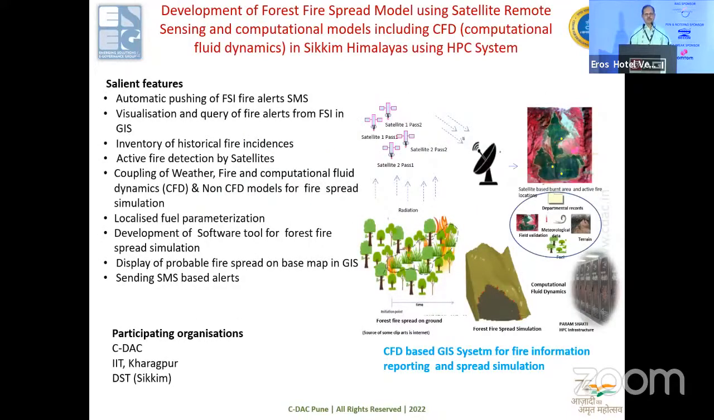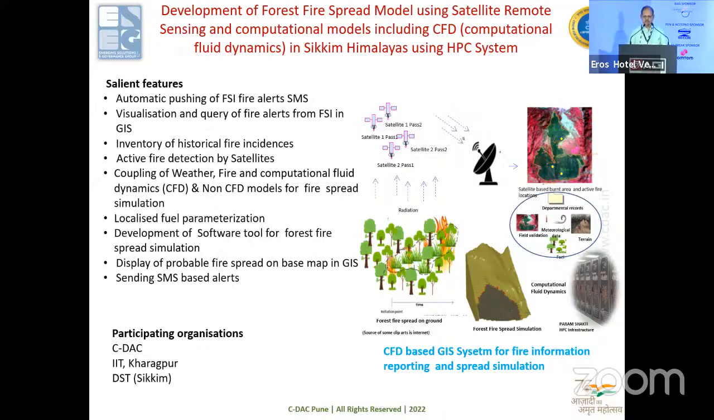Another project, the third project we are working on, is the development of a fire spread model. We are implementing this project in Sikkim. There are 2 components. One is a normal GIS project: we are getting data from FSI through SMS, bringing it into GIS and then querying it. The second, most important component of this project is the coupling of weather, fire and combustion CFD models for fire spread simulation. How fire will spread, that we are going to give.